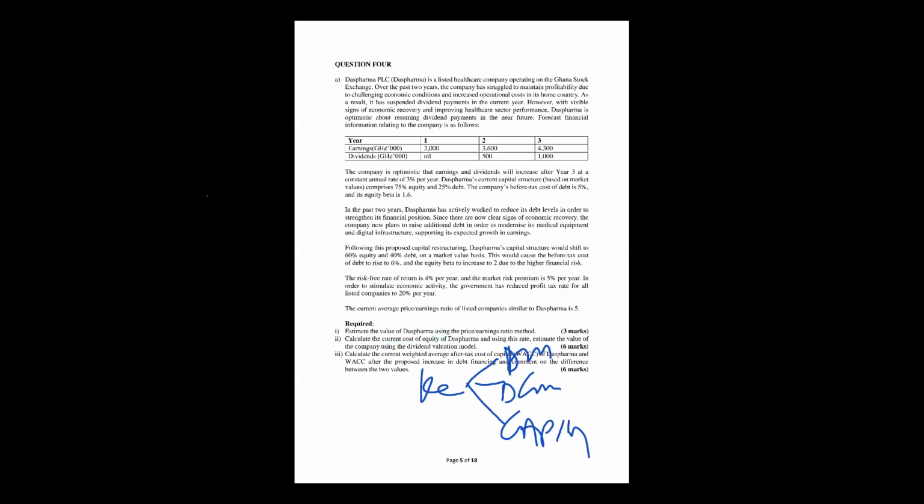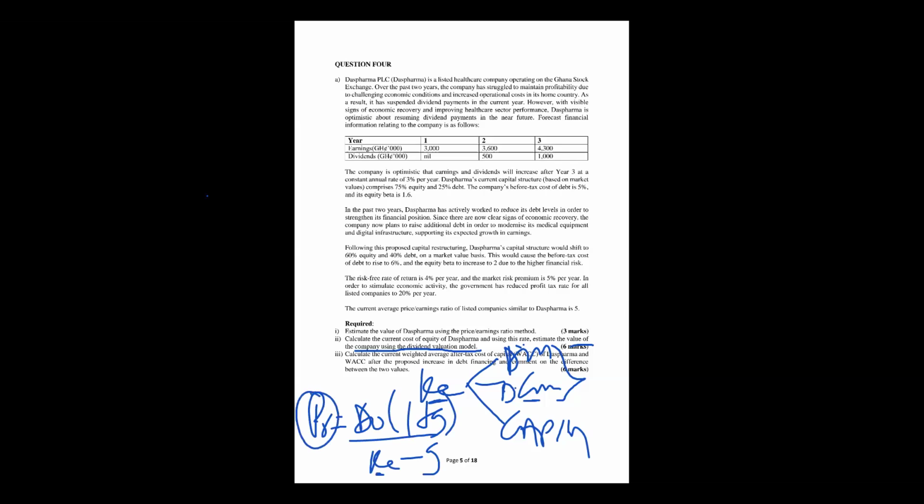Calculate the current cost of equity and, using this cost of equity rate, estimate the value of the company using the dividend valuation model. Meaning, this dividend valuation model could be one of these two. But it says I should first calculate the cost of equity, then use it in the dividend valuation model. The formula is P0 equals D0(1+g) all over Ke minus g. So when I calculate the cost of equity, I'll fix it in here and find the market value using the dividend valuation model.